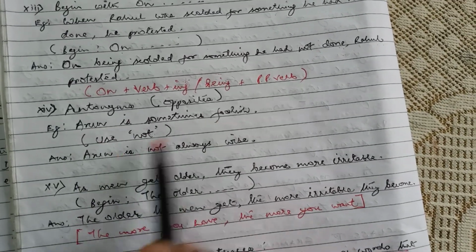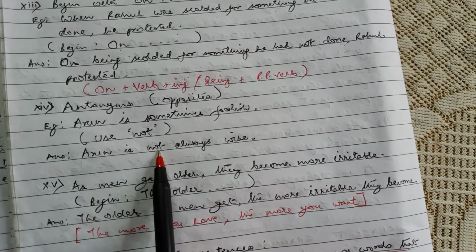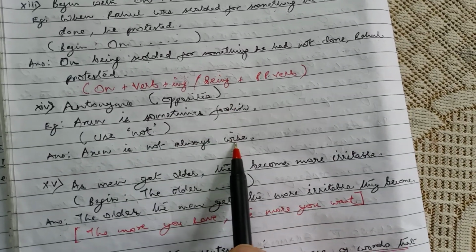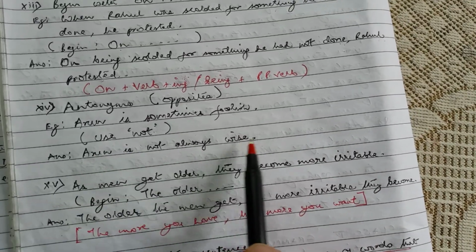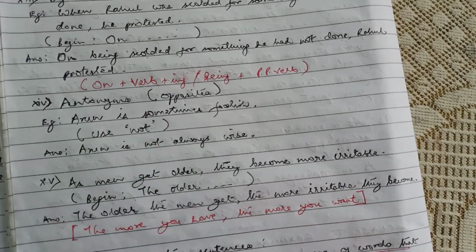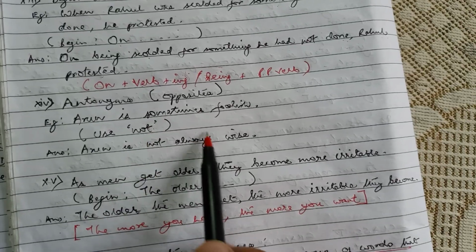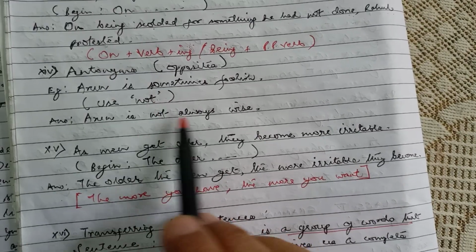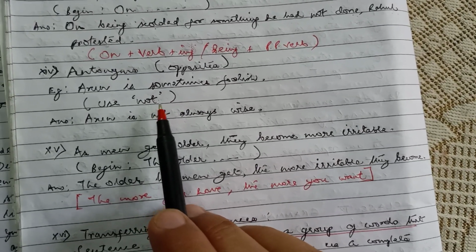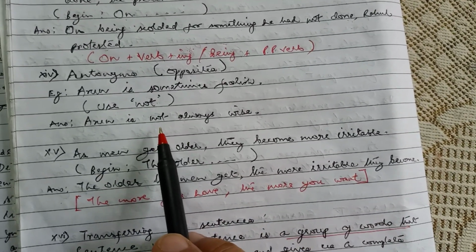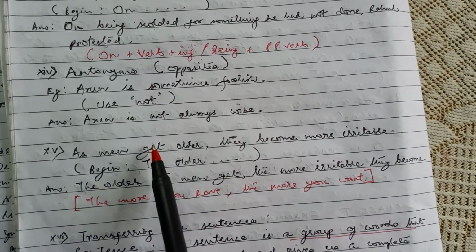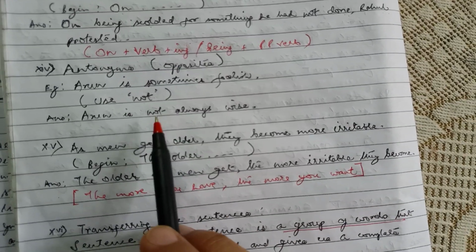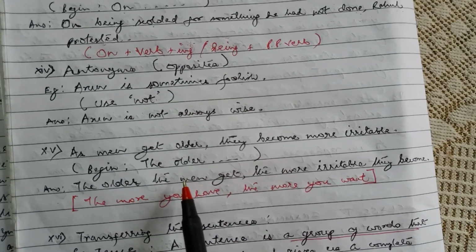So Arun is sometimes foolish. Use not. Arun is not. Opposite of sometimes is always. Foolish opposite is wise. So Arun is not always wise, which means Arun is sometimes foolish. Did you get it? For that you have to remember the word opposites. So keep revising the word opposites given in the opposite books, or find out more opposites for your better knowledge, because any word in your test will be seen here.